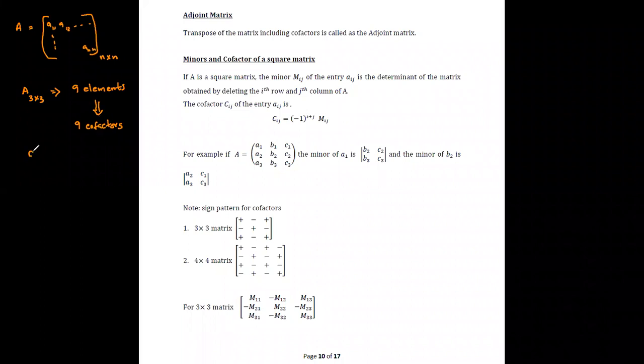Since we are denoting these elements using the notation Aij, I will discuss this part as well. If you have 9 elements, you have 9 cofactors, and therefore you must have 9 minors. So the number of cofactors equals the number of minors, which equals the number of elements in the square matrix.